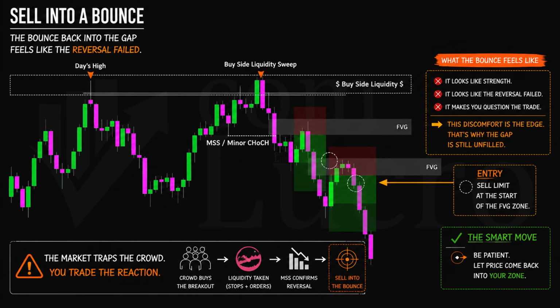Notice what the entry asks of you. Sell into a bounce. The move back into the gap feels like the reversal failed, and that discomfort is why the level is still unfilled when you arrive.